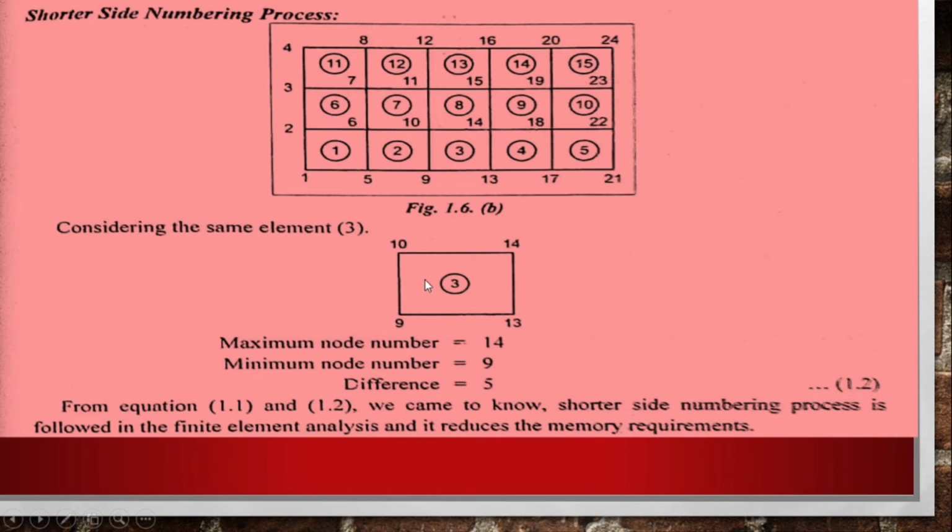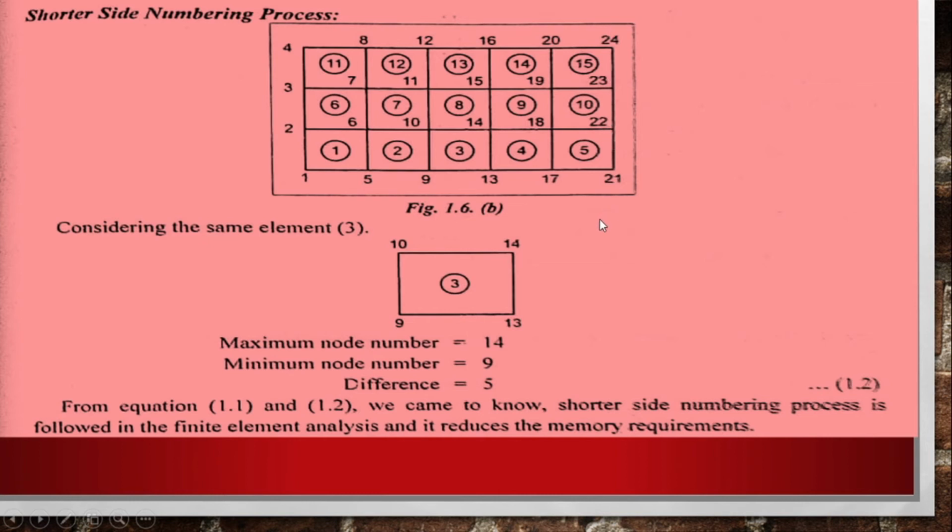Here the same 15 elements are there. So the nodes are numbered in the vertical way: 1, 2, 3, 4 and 5, 6, 7, 8, 9, 10, 11, 12, 13, 14, 15, 16, 17, 18, 19, 20 and 21, 22, 23 and 24.